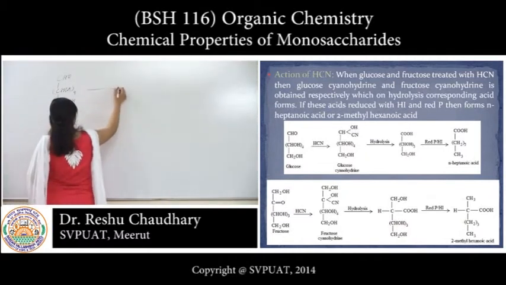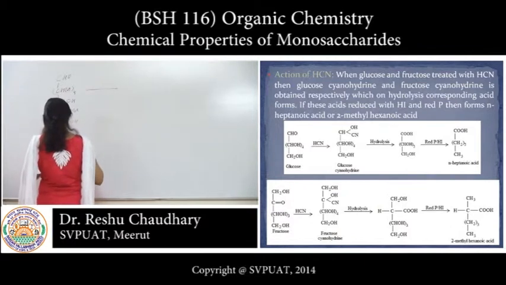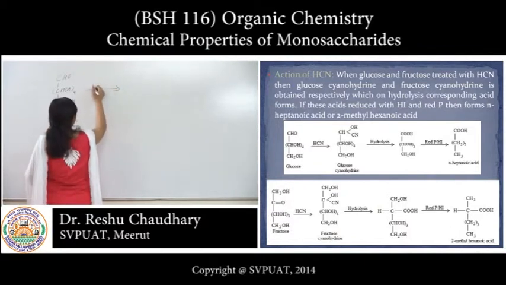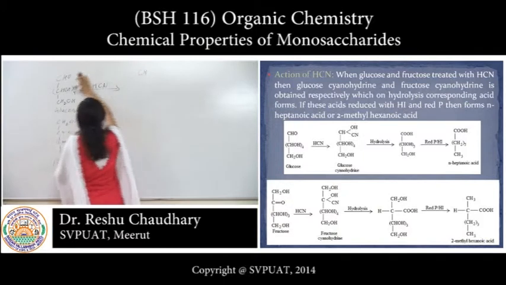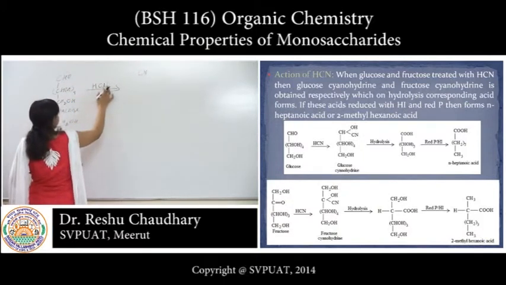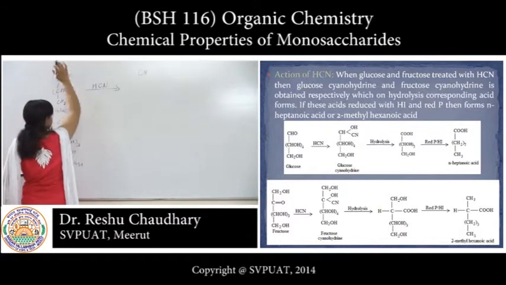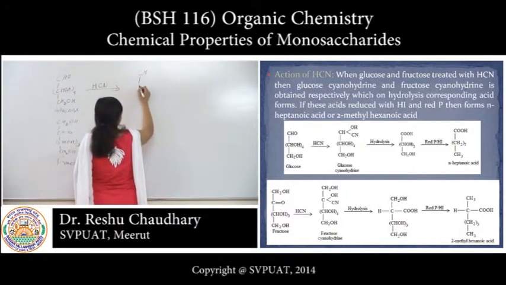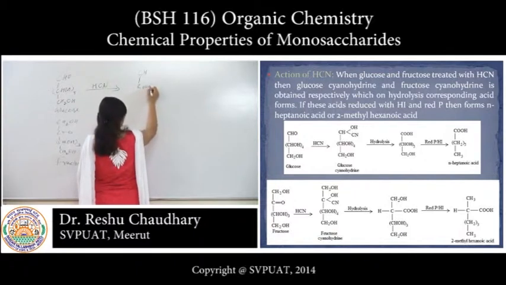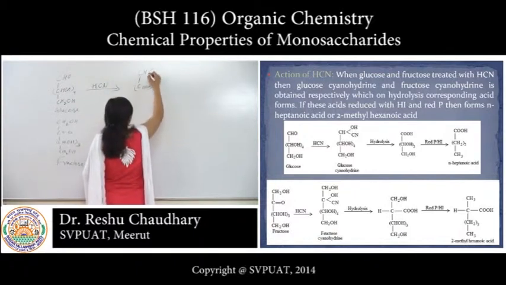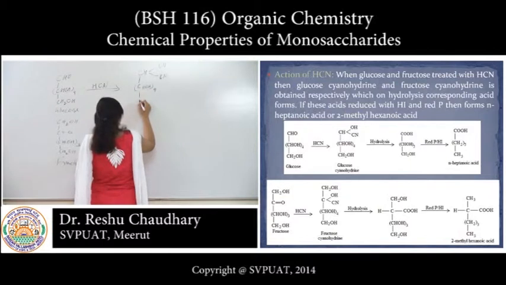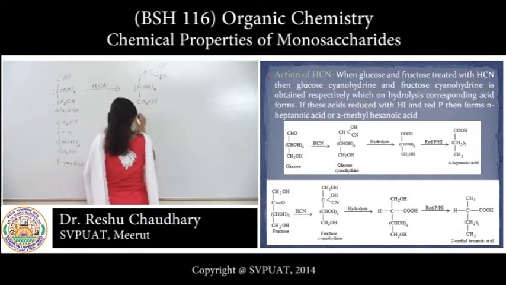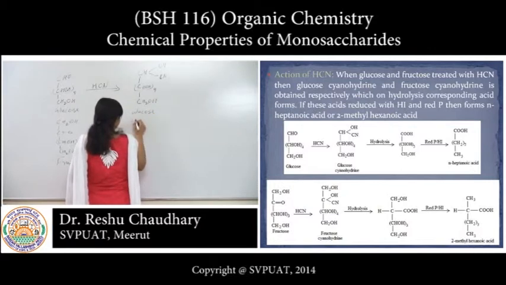this is the glucose reaction. When this reacts with HCN, this oxygen goes out with this hydrogen, and the cyanohydrin is attached to this CH group. This forms, here is OH and here is CN. This is glucose cyanohydrin.